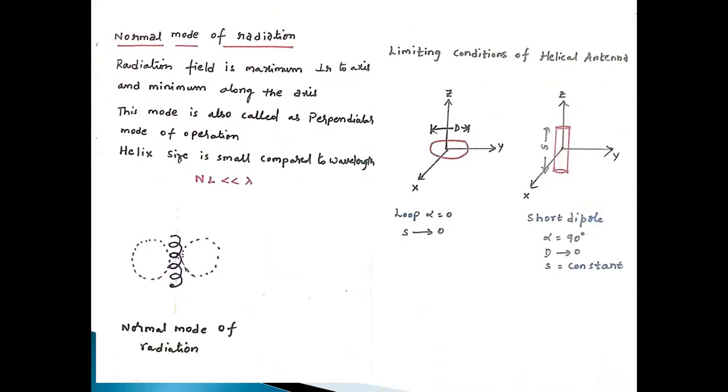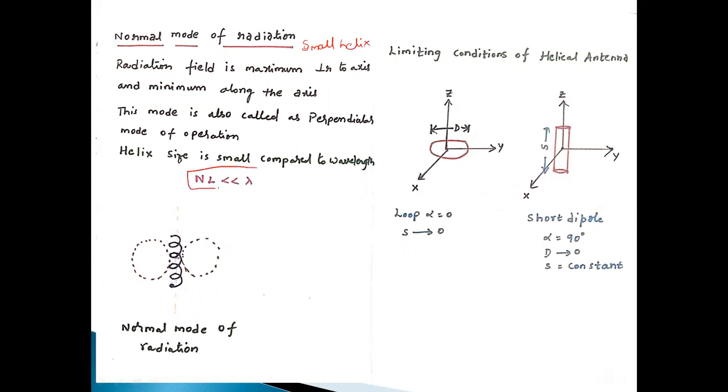Now we are going to discuss the types of modes of the helical antenna. Basically, we have two modes, the normal mode and the axial mode, as we have seen in the first slide. The normal mode, when it is operated, we already know. Whenever we take the case of a small helix, it will be operated in normal mode, as shown here.